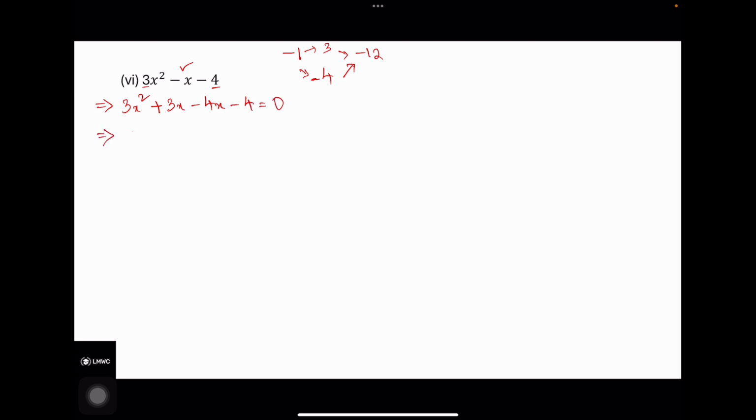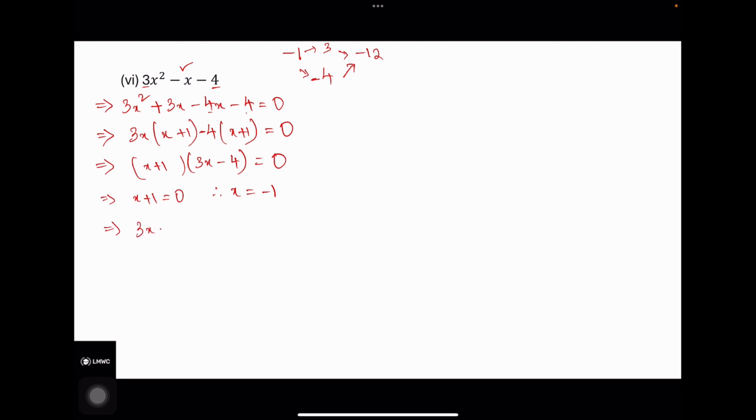Take the common from the first two terms, so we can take 3x as the common, so that will be 3x times x plus 1. So here also x plus 1, we can write it this way. So the common from here is 4, so we can write the 4 over here with the sign minus, right? So that is equals to 0. So taking the common from here as well, x plus 1 is the common one, and the one which is not common is 3x minus 4. And x plus 1 is equals to 0, so therefore x is equals to -1, and 3x minus 4 is equals to 0, which means our another zero is 4 upon 3.